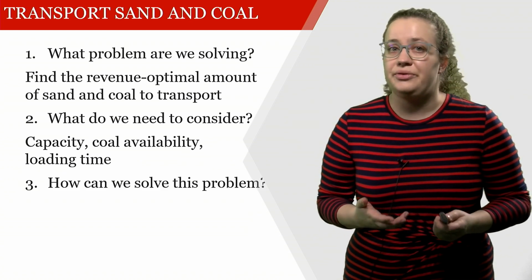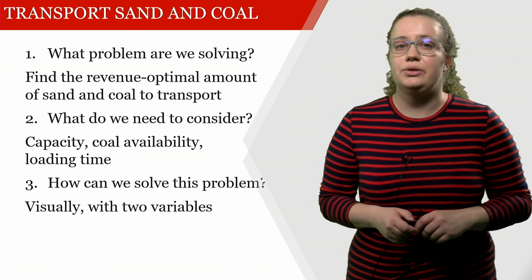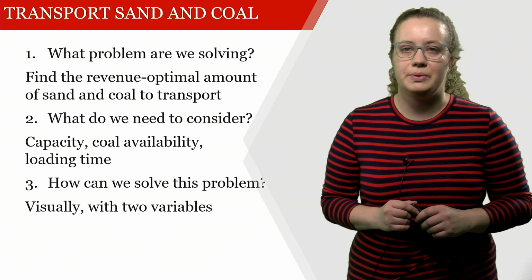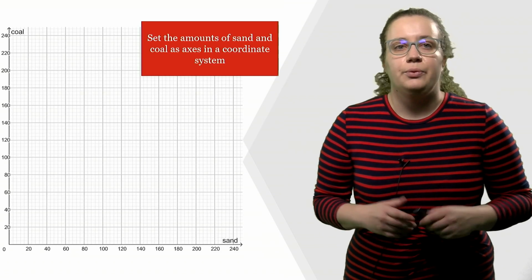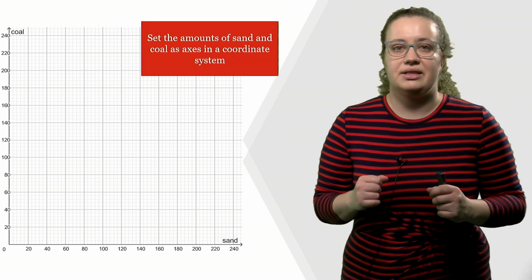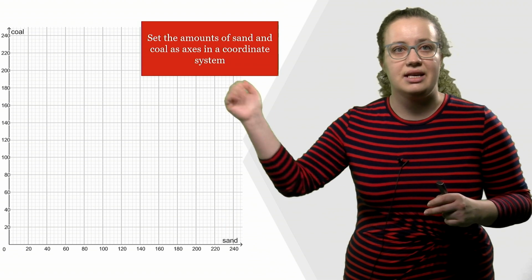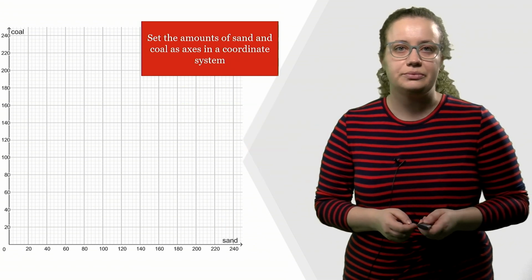Thirdly, how can we solve this problem? For now, we're going to solve this problem visually by using two variables. So how are we doing this? We're going to set the amount of sand and the amount of coal as axes in the coordinate system. Here you can see sand as the x-axis and coal as the y-axis.